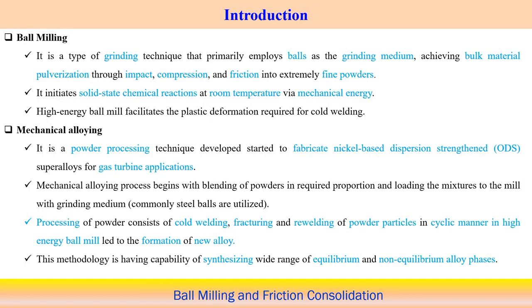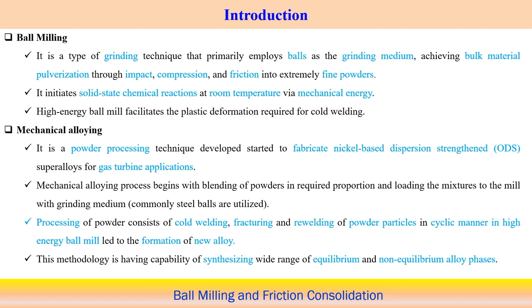Therefore high energy ball mills facilitate the plastic deformation required for cold welding also, because there is another aspect associated with the ball milling operation. The high energy applied by the balls on impact plastically deforms the material, and when there is large plastic deformation associated with small particles, they readily bond together through the cold welding process. So this is another aspect associated with ball milling operations.